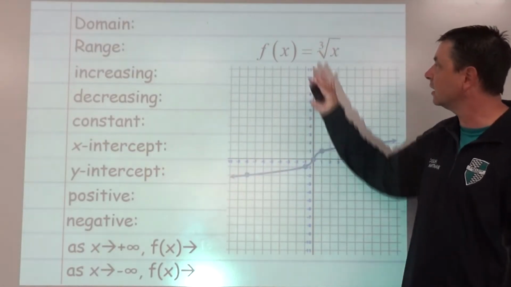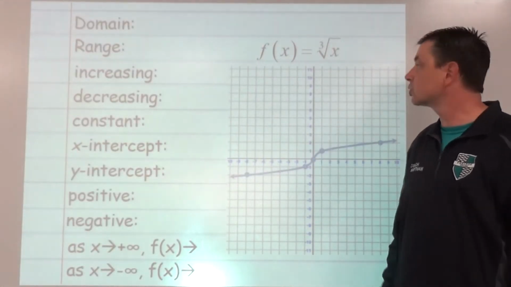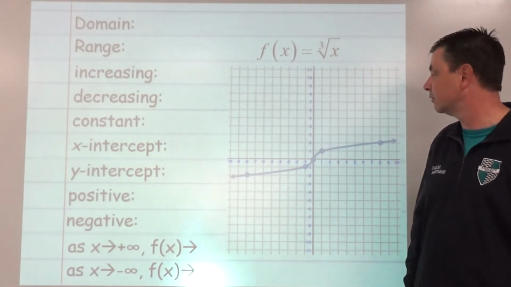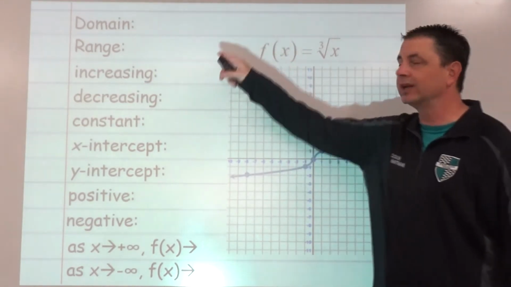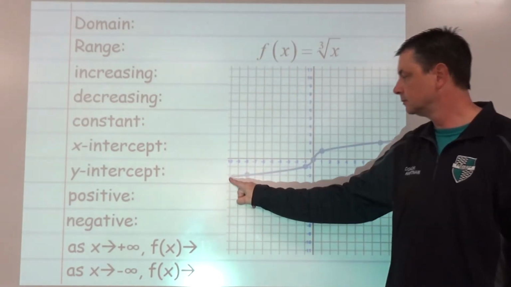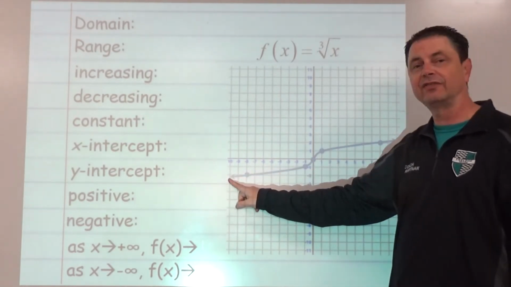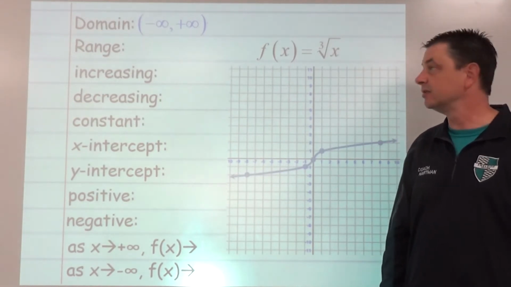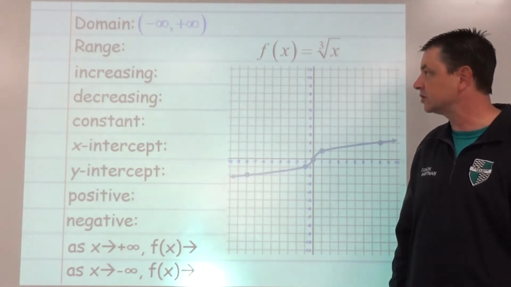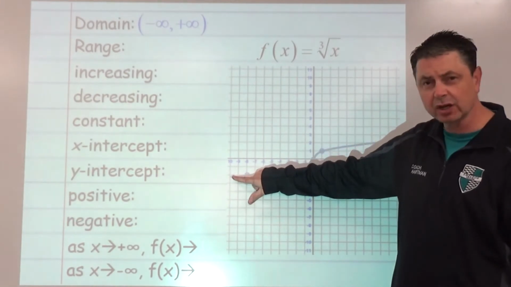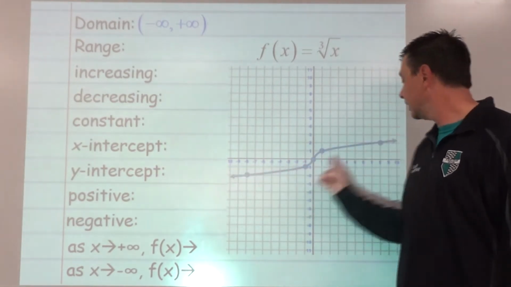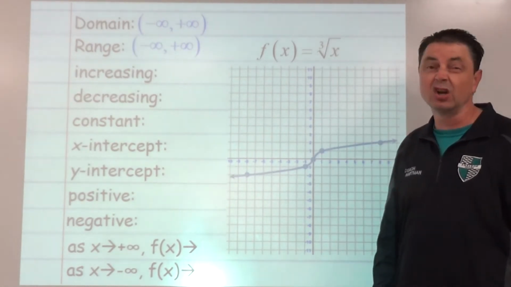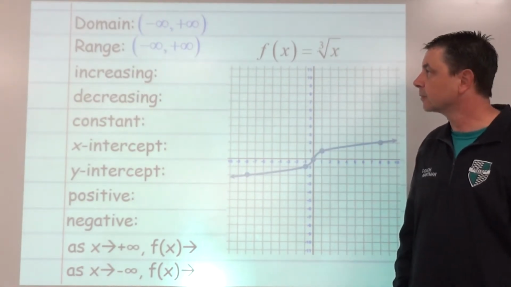Let's see if we can analyze the key characteristics of the f of x equals cube root of x parent function. Looking at our graph, what's the domain? Goes left forever, goes right forever. So negative infinity to positive infinity in interval notation. What's the range? A little bit harder, but it does go down forever, slowly. It does go up forever, slowly. So our range is also negative infinity to positive infinity.